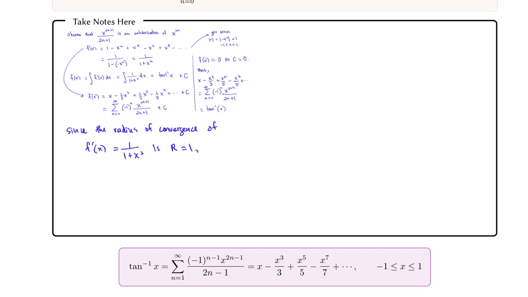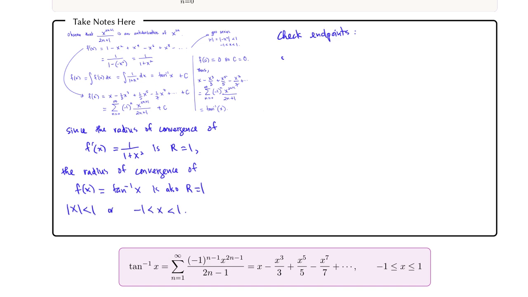Since the radius of convergence of f prime of x is r equals 1, the radius of convergence of f of x is also r equals 1, because this is a power series. And so we guarantee that this series converges between negative 1 and 1. But we still need to check the endpoints.